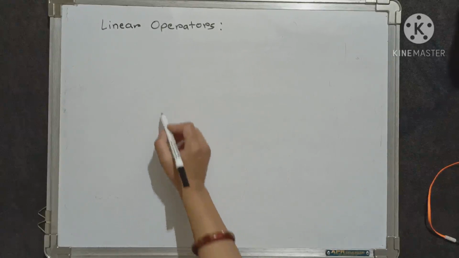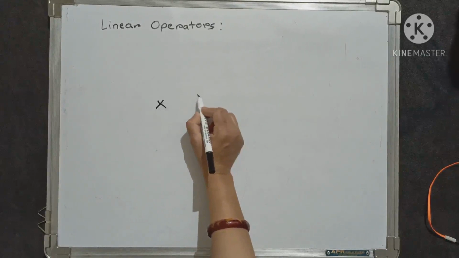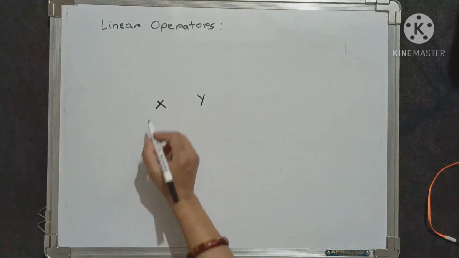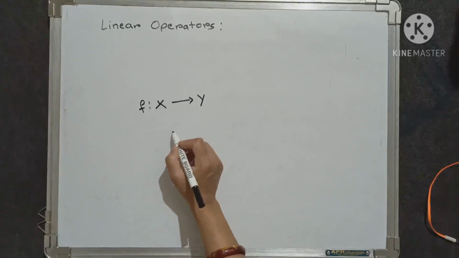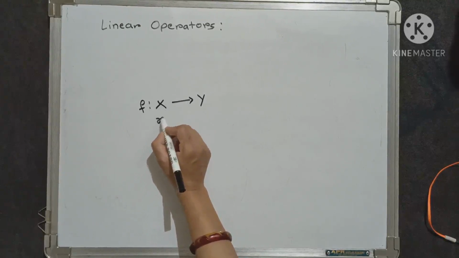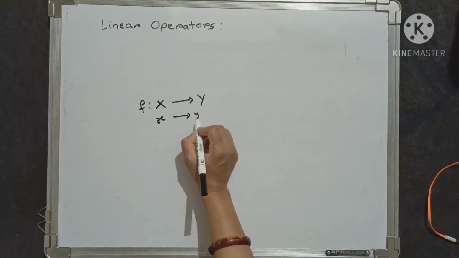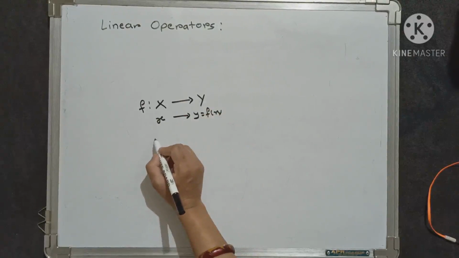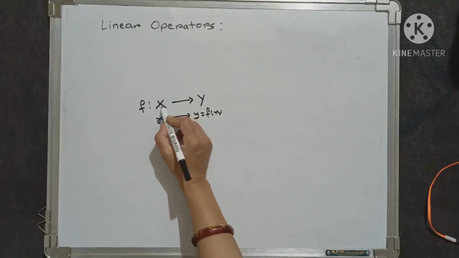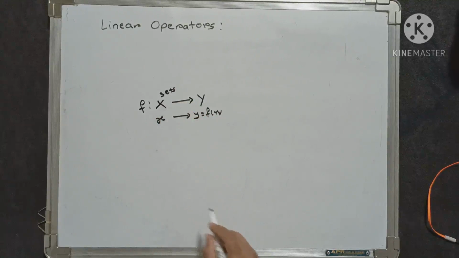So let's start. Let capital X and capital Y be any two arbitrary non-empty sets. Then a mapping F from X to Y is a rule which assigns the elements of capital X to a unique element y equals f of x in capital Y. Now here x and y both are sets. We are taking x and y to be any two arbitrary non-empty sets.